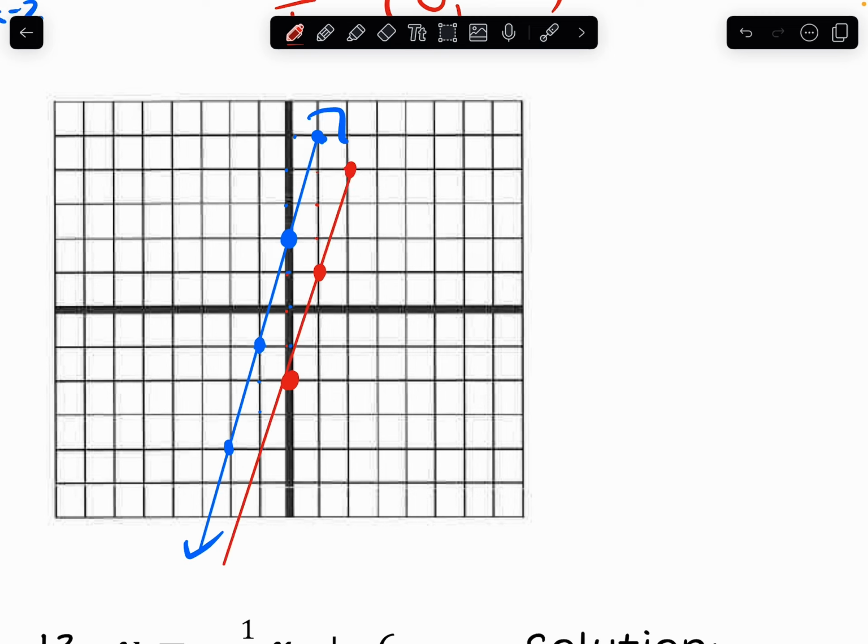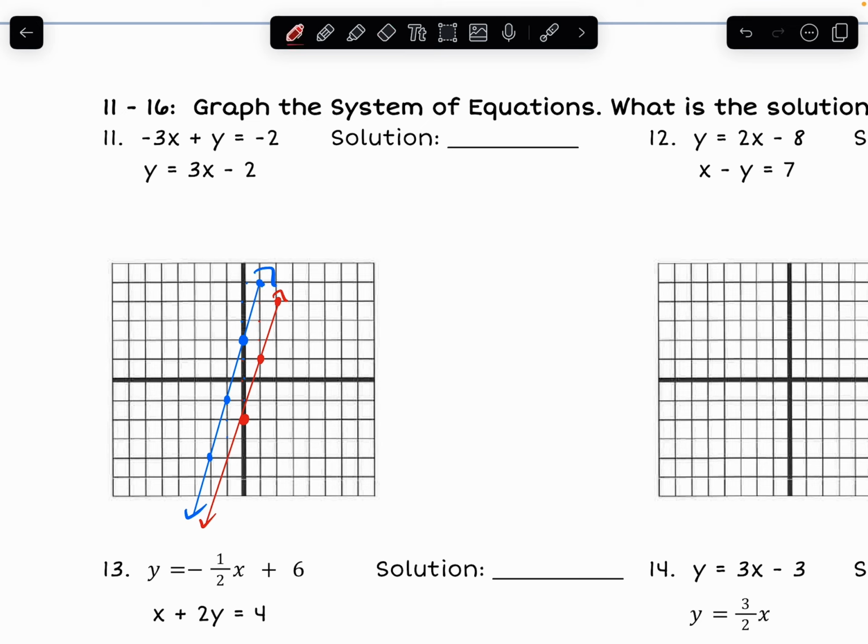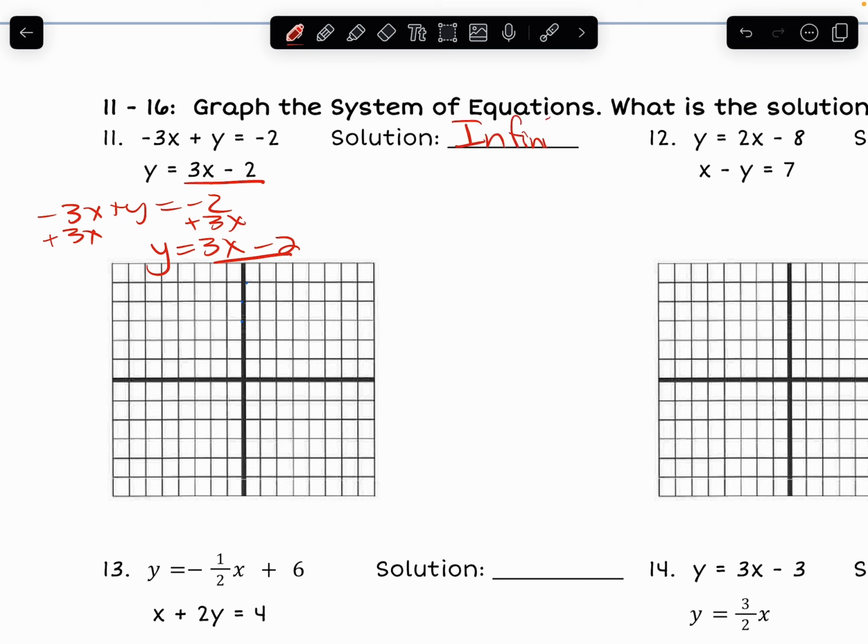No, it didn't. Let me redo that problem. Negative 3x plus y equals negative 2. I add 3x to both sides. Y equals 3x minus 2. It's the exact same equation. This is infinite solutions. So that's negative 2, up 3 over 1, up 3 over 1, and I draw a line.